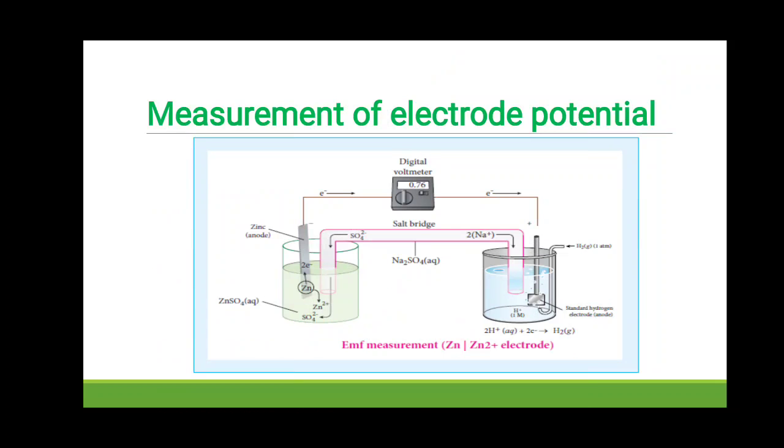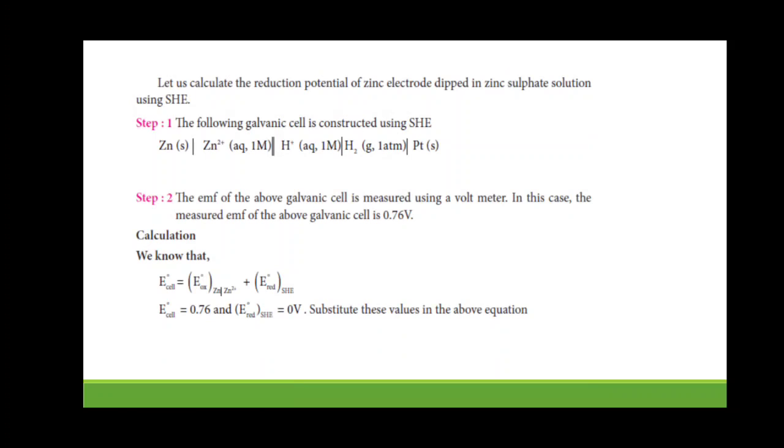Now we can measure the volt. With a digital voltmeter, we can measure the volt. It shows 0.76. These volts denote only the anode compartment, because the standard hydrogen electrode volt is 0. Let us calculate the reduction potential of the zinc electrode dipped in zinc sulfate solution using the standard hydrogen electrode.